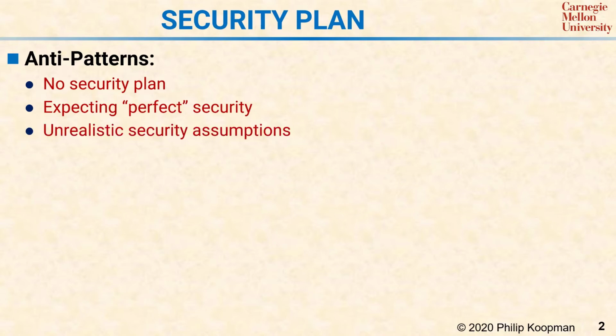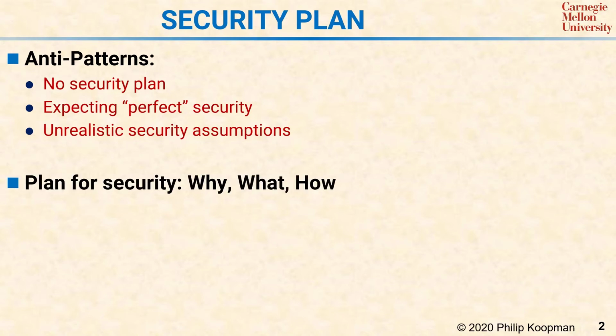Finally, a warning sign is when designers make unrealistic security assumptions, such as assuming that a device with an Ethernet port will never ever be connected to the internet. That's just not realistic in most cases. In this tutorial, I'll discuss the why, what, and how involved in planning for security.